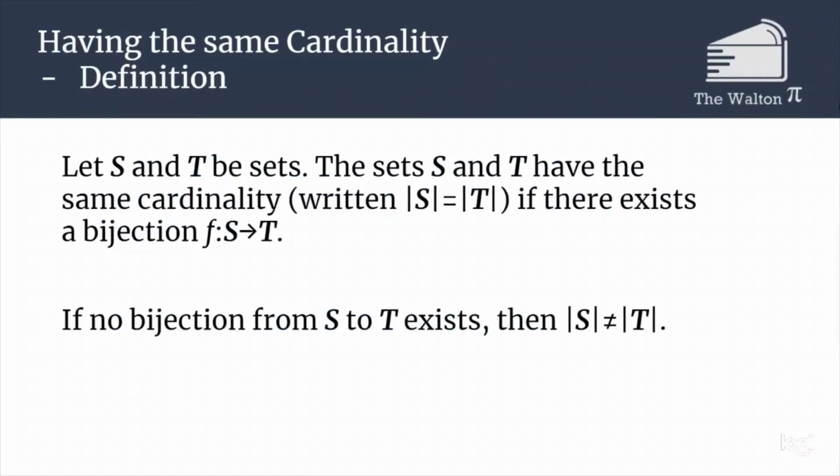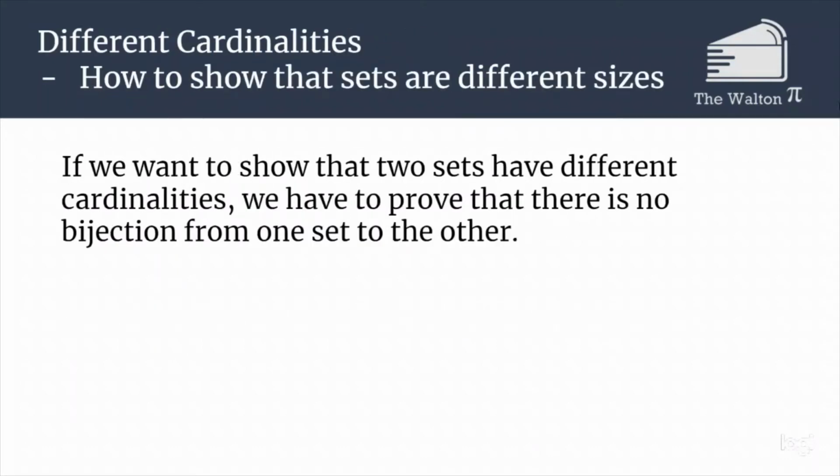As a quick refresher, two sets have the same cardinality if there exists a bijection from one set to the other. If it is impossible for there to be a bijection from one set to the other, then the cardinalities are defined to be different. So, if we want to show that two sets have different cardinalities, we have to prove that there is no bijection from one set to the other.